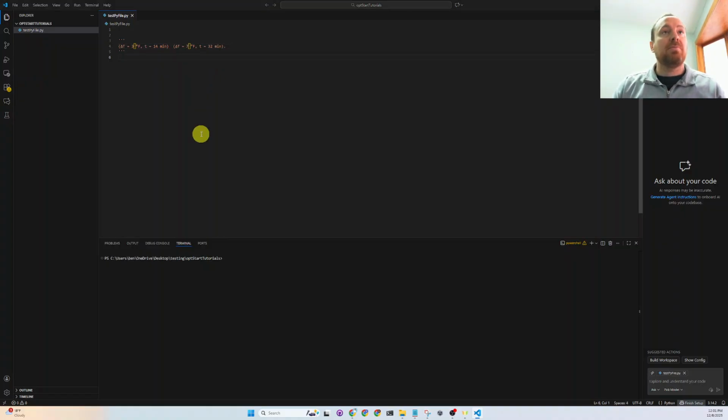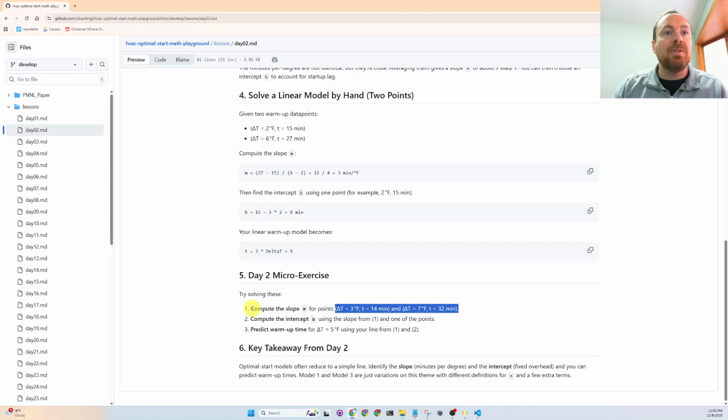Okay, jump back here, compute the slope. Let's compute the slope based on degrees and minutes for two days of data. This could be warm-up or cool-down. It took 14 minutes one day, and a different day we were off by 7 degrees and it took 32 minutes. So we have to compute the slope.